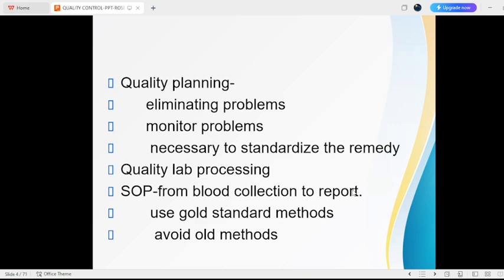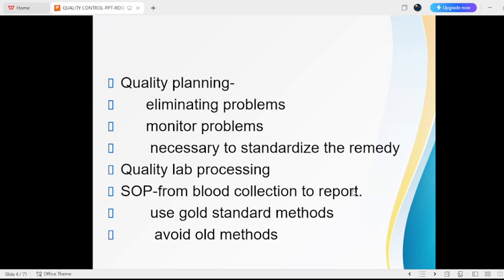Next is quality of lab processing. How will we attain quality during lab processing? It's simple. Every lab must keep a SOP. SOP means standard operating procedure. So all laboratories should display SOPs from blood collection to report, so all the staff can follow the same procedure and we can avoid the errors.